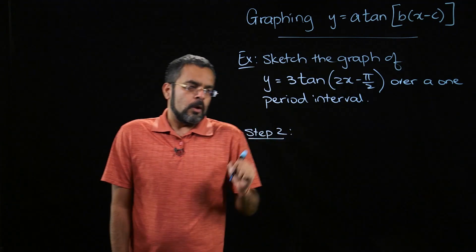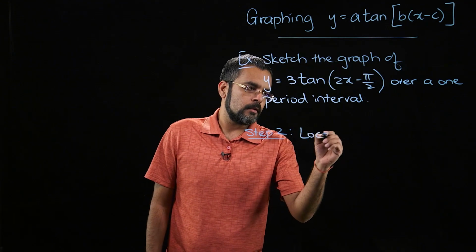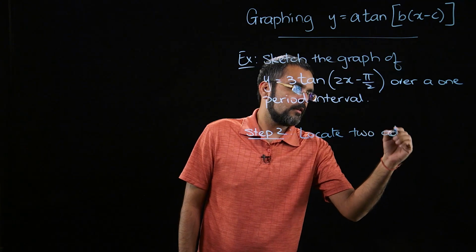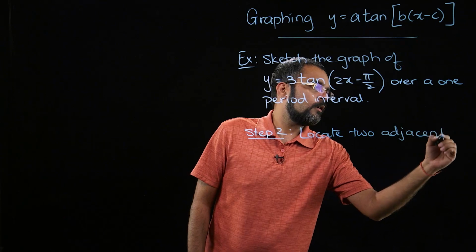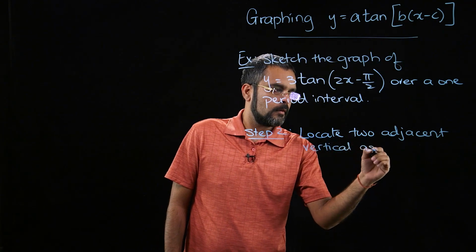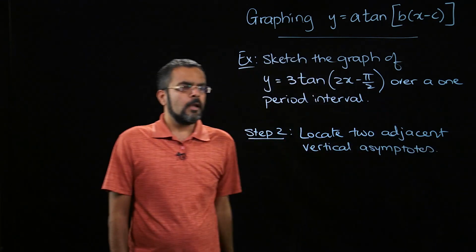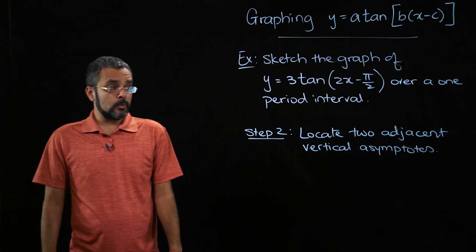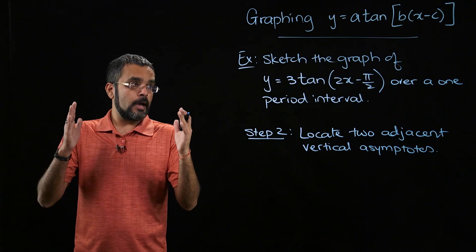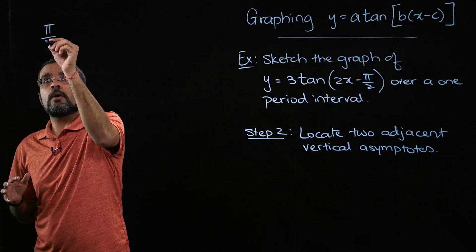What we're going to do in step 2 is basically locate two adjacent vertical asymptotes. And how are we going to do that, and why do we need to do that, first of all? So we saw that our function had a compression, right? Your period was, instead of being pi, the period of this function was pi over 2.